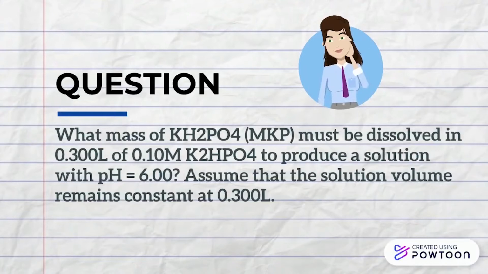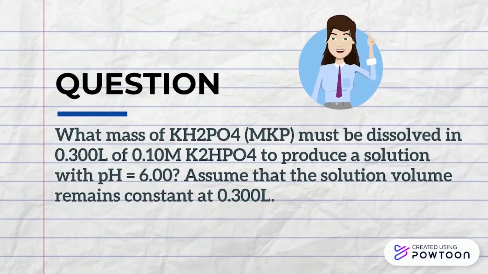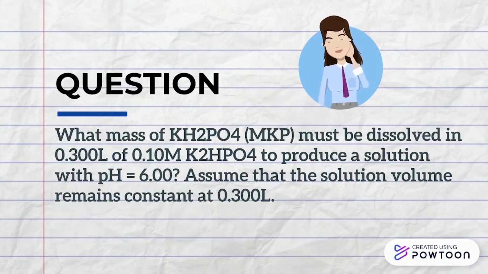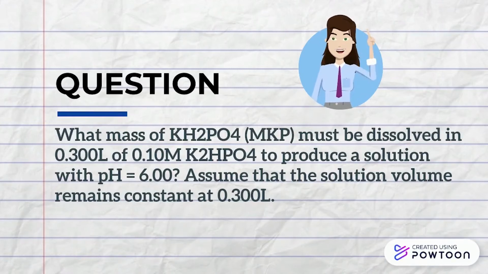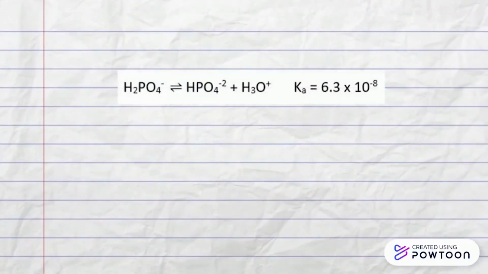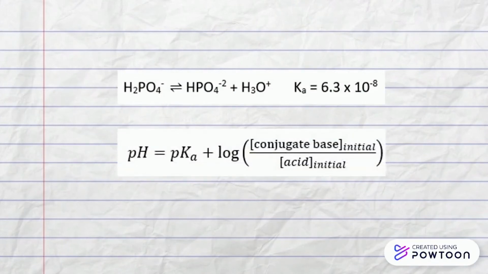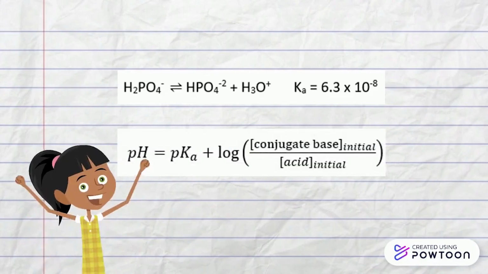What mass of KH2PO4, or MKP, must be dissolved in 0.3 liters of 0.1 molar K2HPO4 to produce a solution with pH 6.00? Assume that the solution volume remains constant at 0.3 liters. So this problem will once again use the same equation that we had before as well as the same Ka value. If we look at the Henderson-Hasselbalch equation, we have most of the variables already.